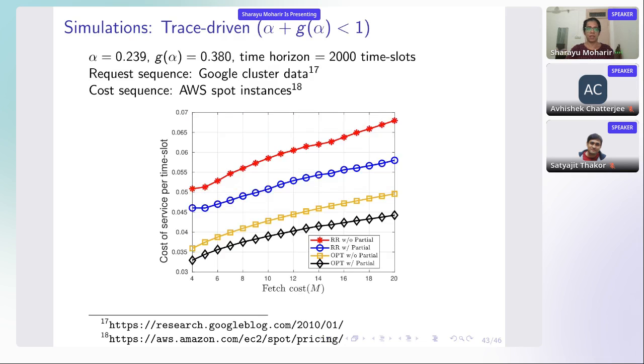Here again, the same thing as a function of M. We see that the performance gap between RR and alpha RR increases as M increases.